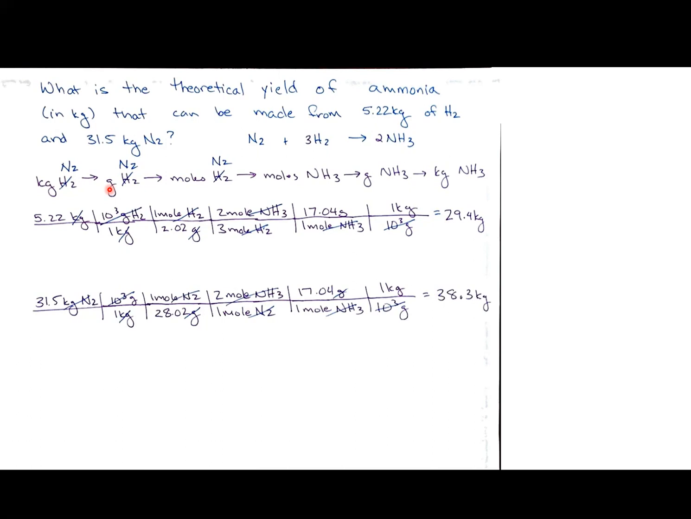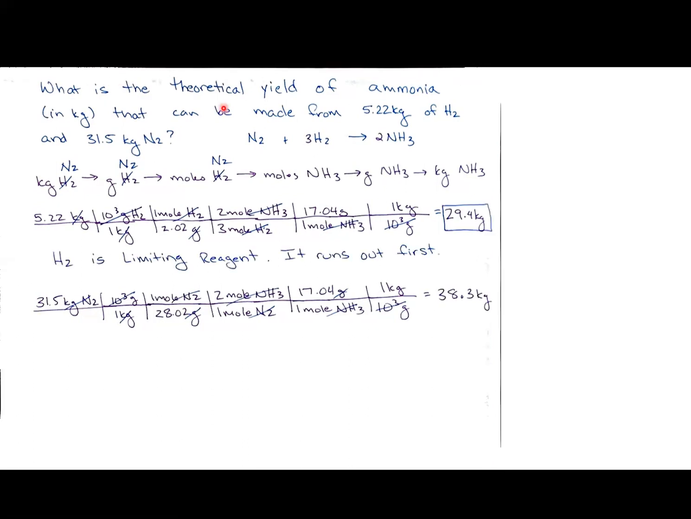over. But so my theoretical yield will end up being the smaller of these 2 numbers. So whichever of these 2 numbers I get, the smaller of those 2, that is my theoretical yield. And that is the most of this stuff that I can make. So that answers my question. What is the theoretical yield there? That one. H2 is my limiting reagent. It runs out first. N2 is left in excess.